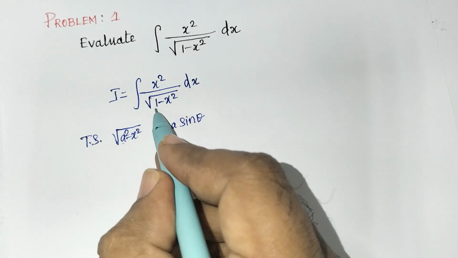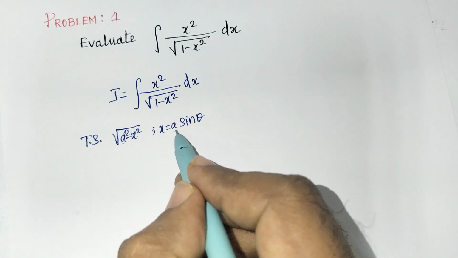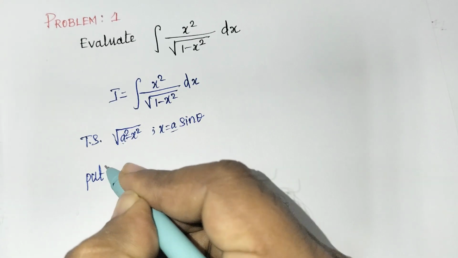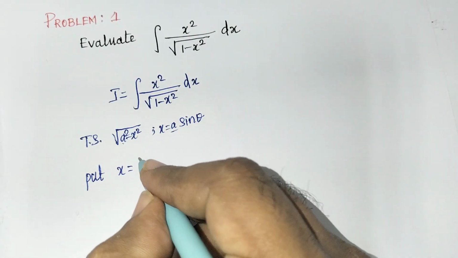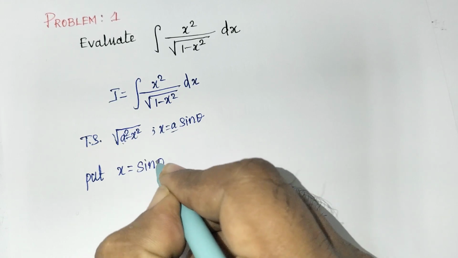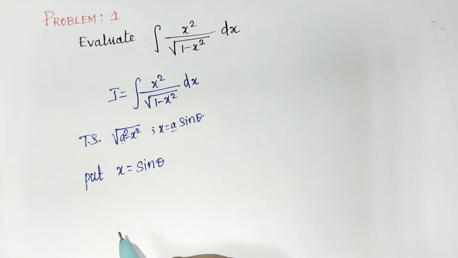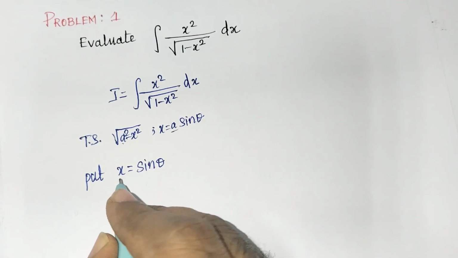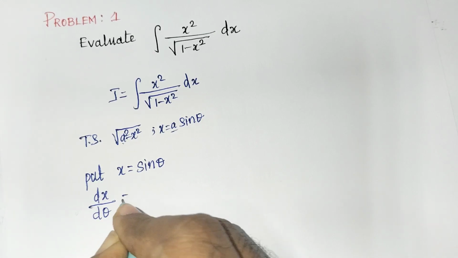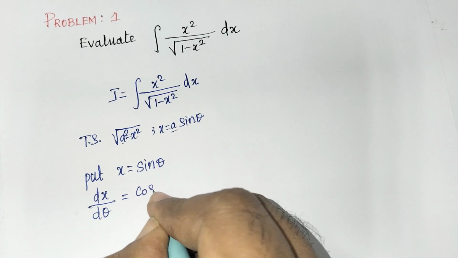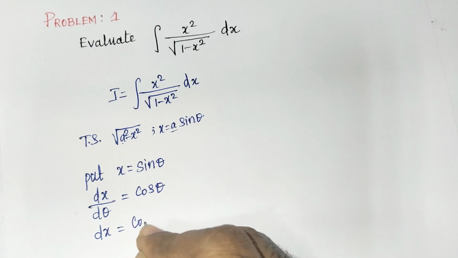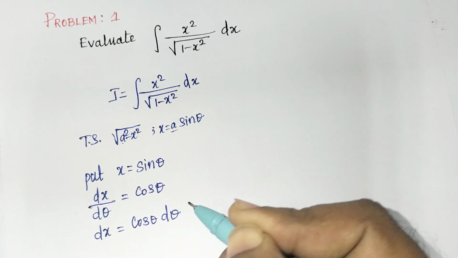But here, instead of a square, we have 1. So when you are substituting, a equal to 1, so you can put x equal to 1 sin theta. Okay, put x equal to sin theta. So this x I am going to differentiate with respect to theta. dx divided by d theta equal to the differentiation of sin theta, which is cos theta. I'll write dx equal to cos theta into d theta.